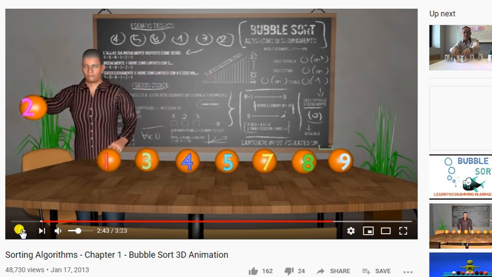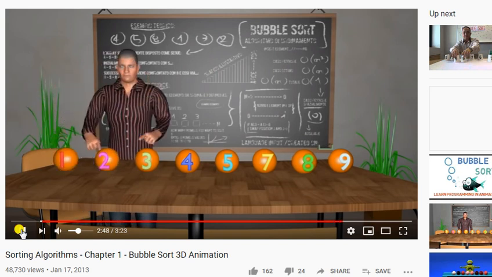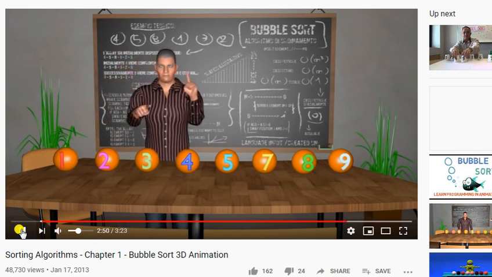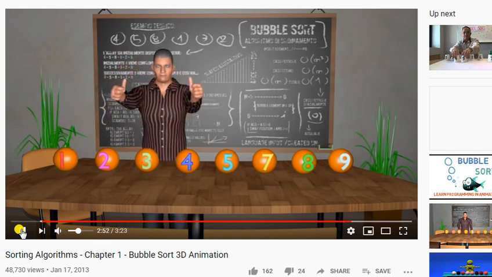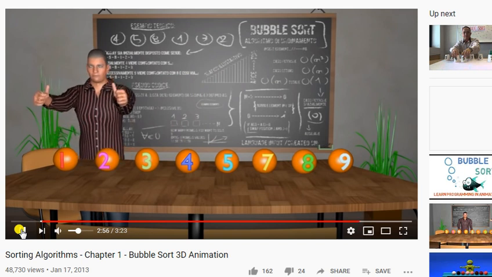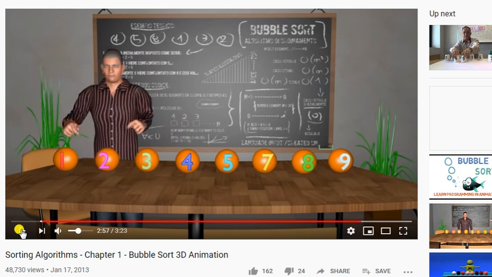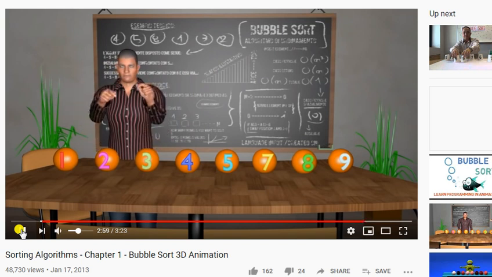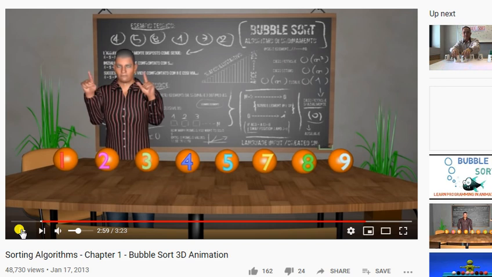Fifth iteration. Sixth iteration, and our array is sorted. So this is the way how we do our bubble sorting.